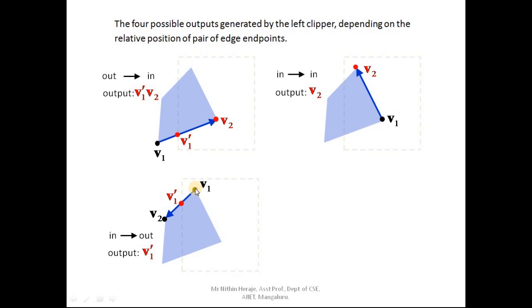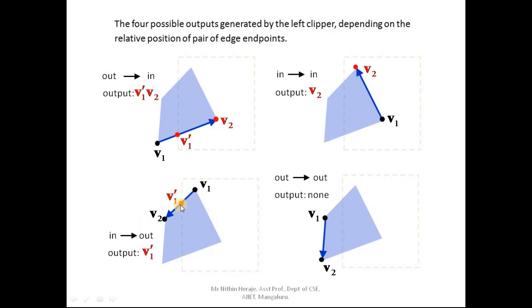Third case is inside point towards the outside point, so that is from V1 to V1 dash, and you have to give the output as V1 dash itself. Okay, just V1 dash. And the fourth case, out to out, so both the points are outside the clipping window, and the output should be nothing because both endpoints are outside the clipping window.